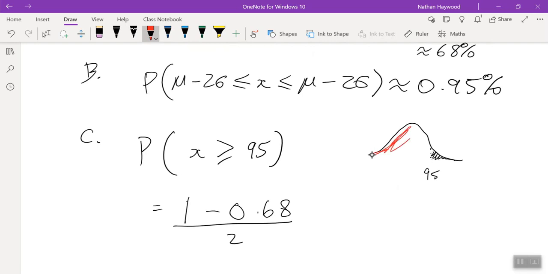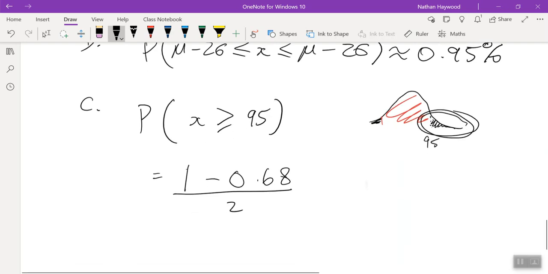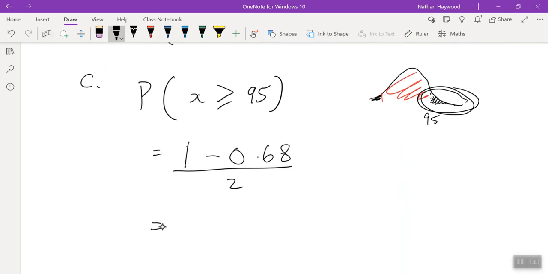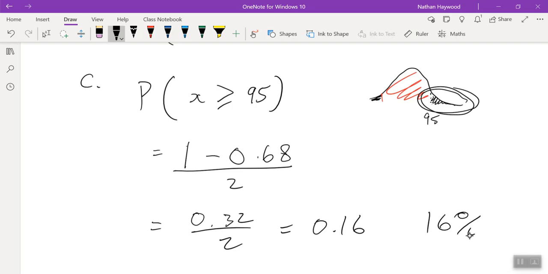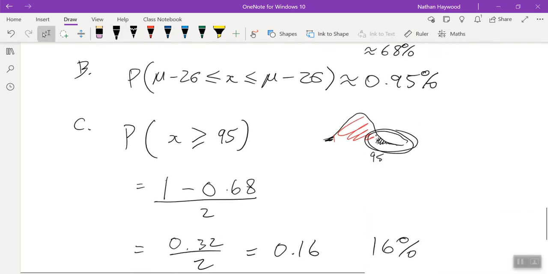So if this is all 1, we can minus the middle bit, and we're left with the 2 bits on the outside, and then we can divide that by 2 because it's symmetrical to get just this area in here. Does that make sense? So we have 1 minus 0.68, divided by 2. So there's a 16% chance I'll pick someone that's greater than 95 kilograms.